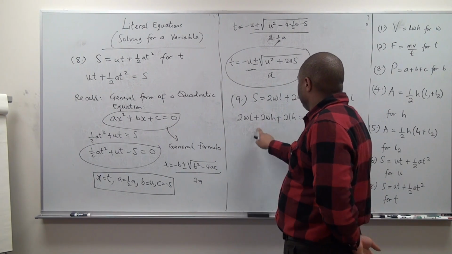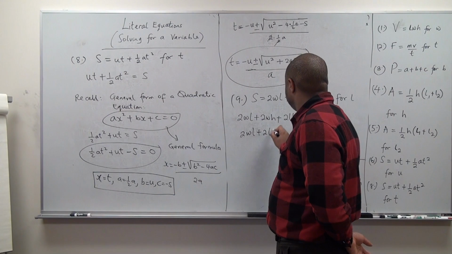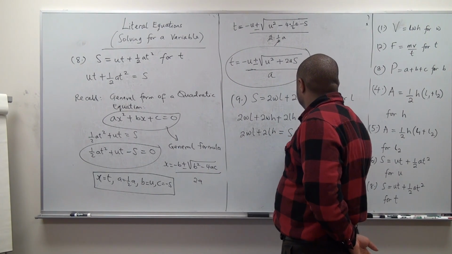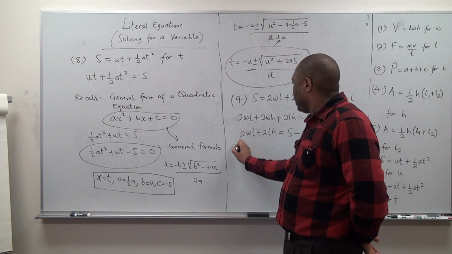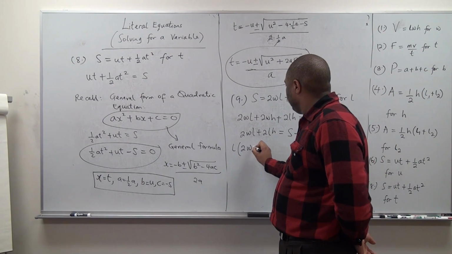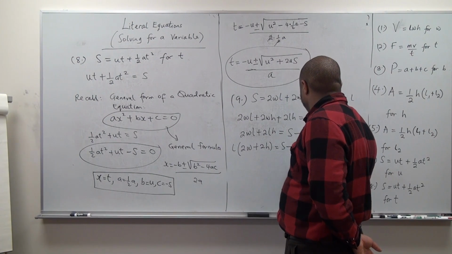Let's bring all the L together and move this over. 2 width times length plus 2 length times height equal to S minus 2 width times height. The length is common here, so we factorize. This is L times (2w plus 2h) equal to S minus 2wh.